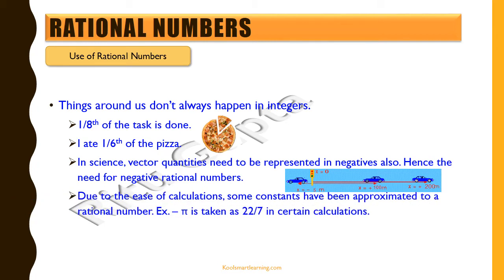And due to the ease of calculations, some constants have been approximated to a rational number. That's another use of rational numbers. In the previous slide, we just said that pi is not a rational number. But for simplicity in the calculations, pi is taken as 22/7 in many calculations. So that is another need. For the ease of calculations, we sometimes approximate the irrational numbers to the nearest rational number.